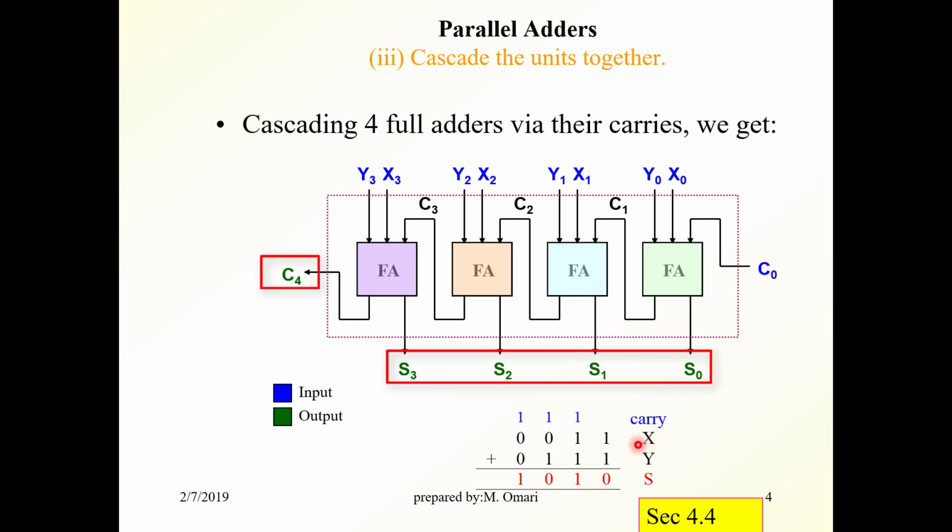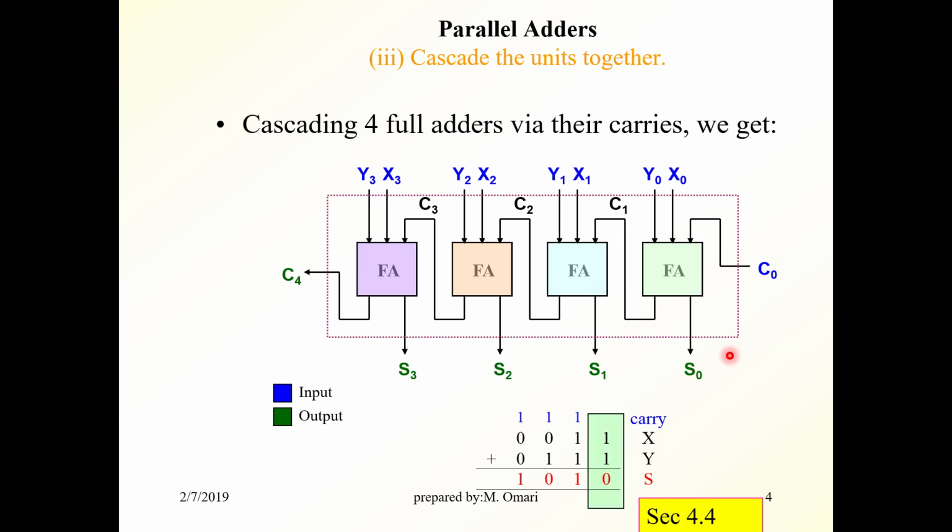If X was 0, 0, 1, 1, and Y had a value 0, 1, 1, 1, and we put the inputs here, and C0 was equal to 0, then the addition will be done this way. This full adder will do this addition with this being 0, and this full adder will do this one, and this full adder will do this, and the last full adder will do this, and we will get at the output 0, 1, 0, 1, and the final carry of 0.